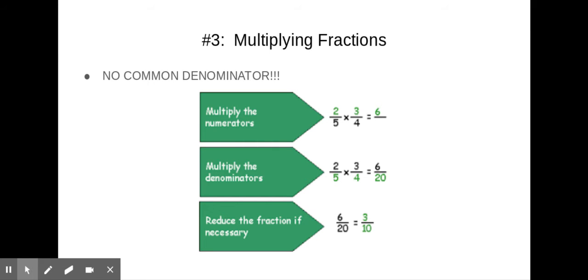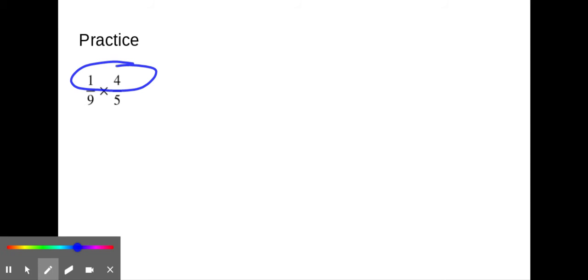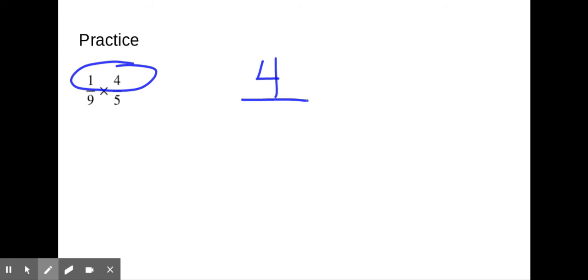Now we're going to talk about multiplying fractions. Multiplying fractions is way easier than subtracting and adding them because we actually don't have to worry about a common denominator. All we're going to do is multiply the numerators. Then we're going to multiply the denominators, and then we'll reduce the fraction if we can. Go ahead and try this. You should have multiplied the numerators and gotten 4, multiplied the denominators and gotten 45, and that's your answer. I can't reduce that any further.